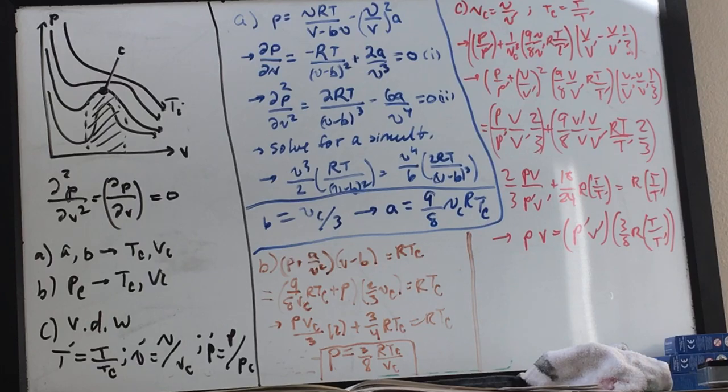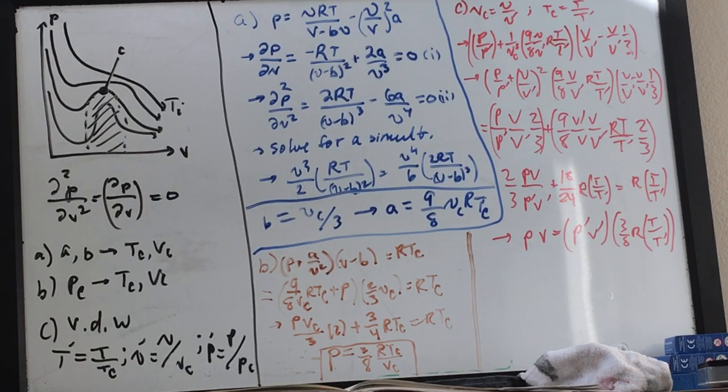More algebra, more of the same. I've included a couple of the intermediate steps, but once again, it's just plug in A and B, algebraically manipulate some things, and then we just solve for what P ought to be, and when we do that, we get 3/8 times the quantity of R times our critical temperature divided by our critical volume.